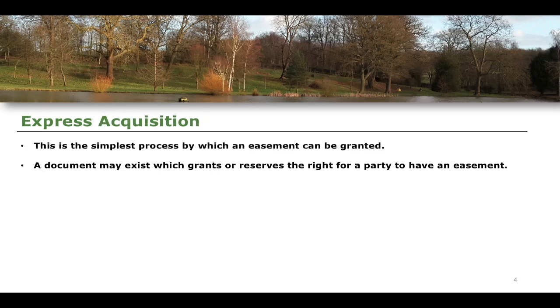But what it says here as well is two things. It says here that a document may exist which grants or reserves the right for a party to have an easement. So it's not just talking about the granting of an easement in law, but we're also thinking about this idea of a reservation of an easement. What does this mean?